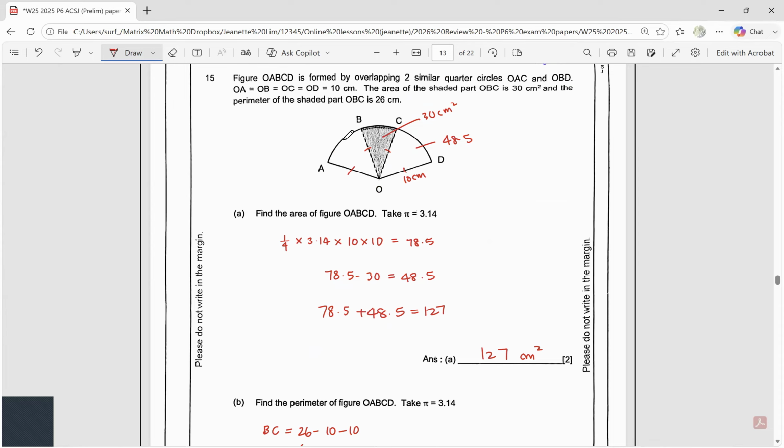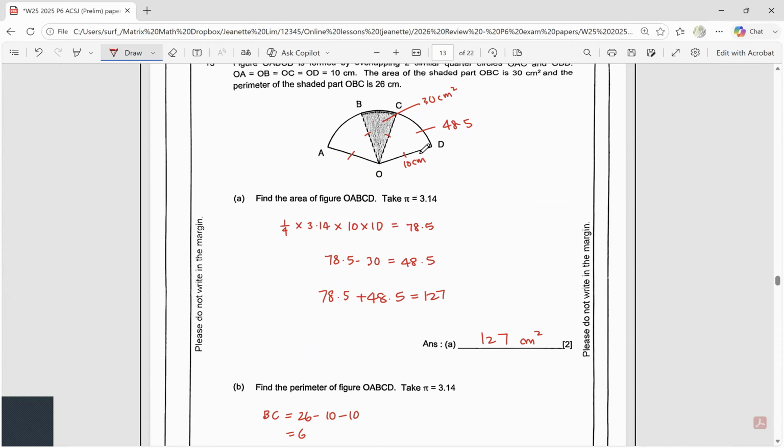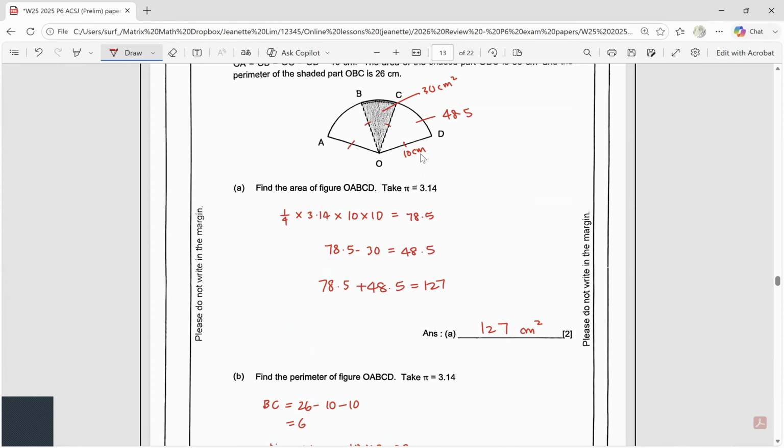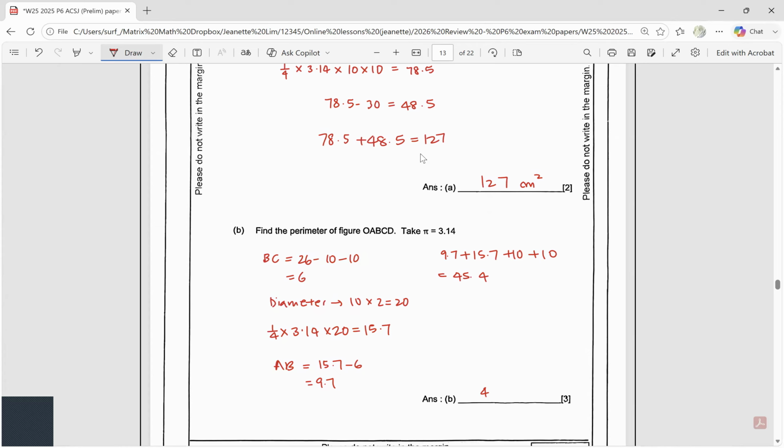So we just take 9.7 plus 15.7, the arc of a quadrant, and the two straight lines. So 9.7 plus 15.7 plus 10 plus 10, which is 45.4. So answer: 45.4 cm.